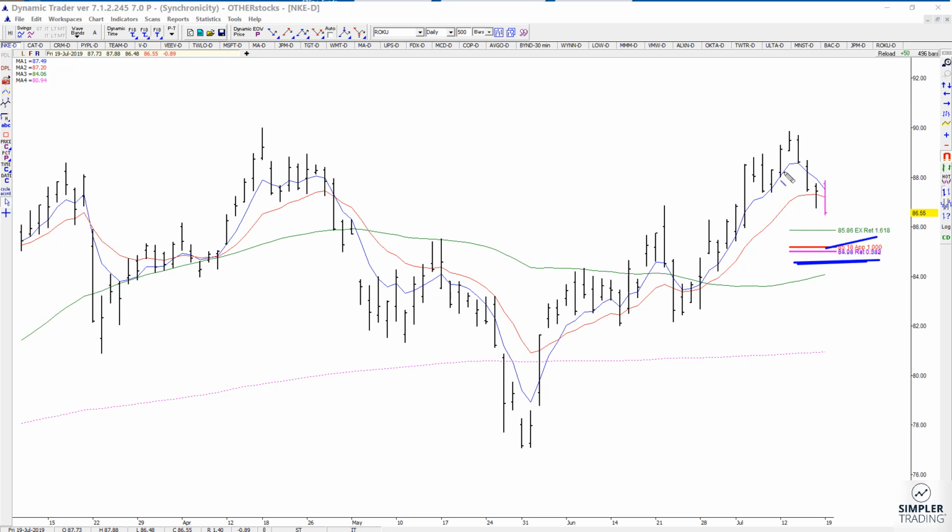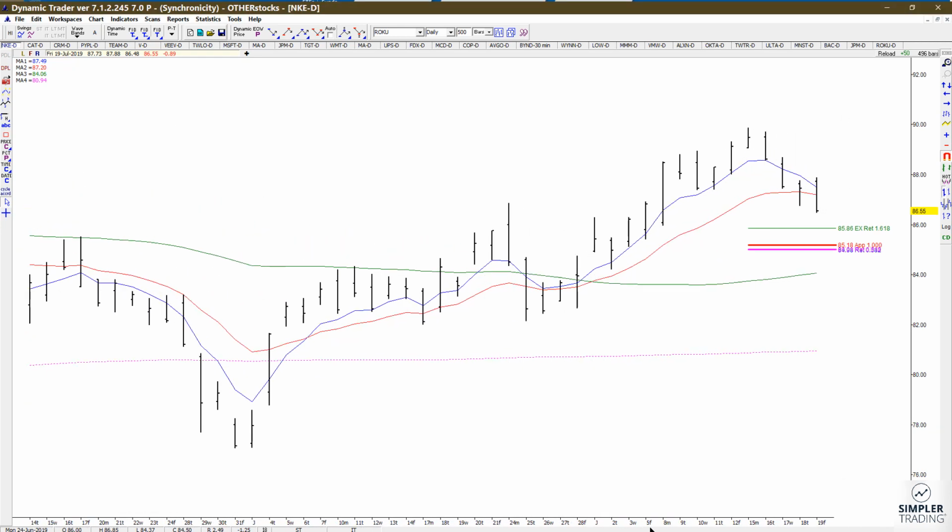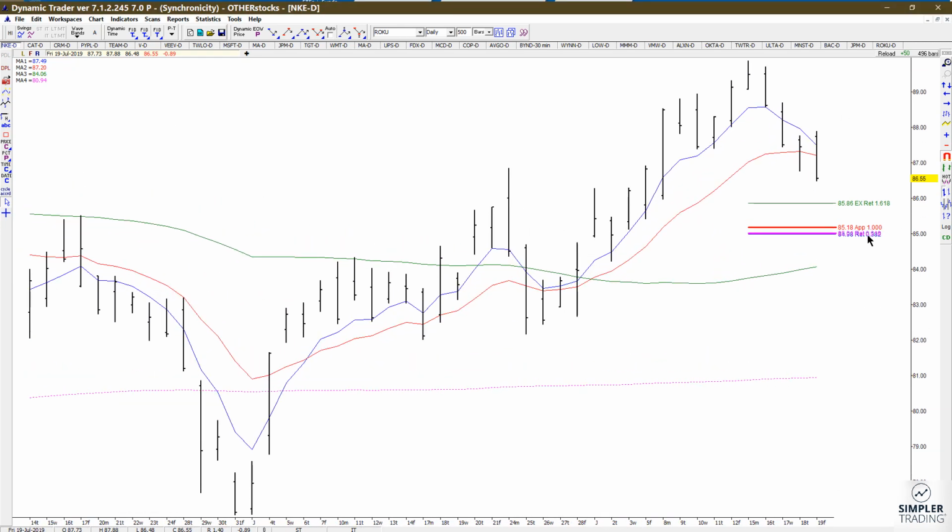And then as far as targets, I always look for a 1272 extension of the swing into the zone as far as my upside target. So you'll have your definition of risk, and then you'll also have a potential target. So this is one of the ones that I'm going to stalk this next week, anywhere between 84.98 to 85.86.